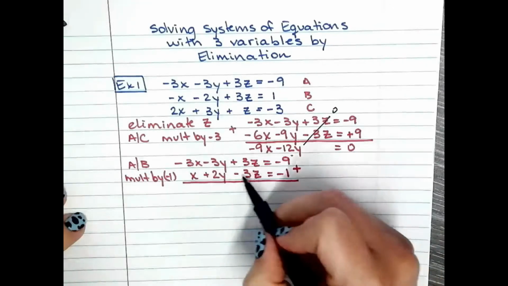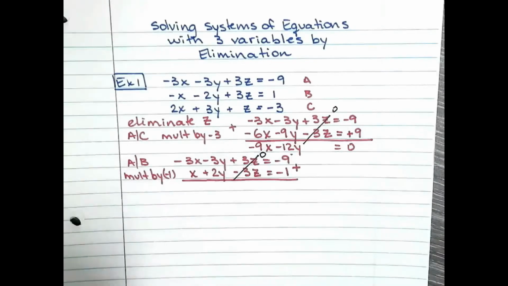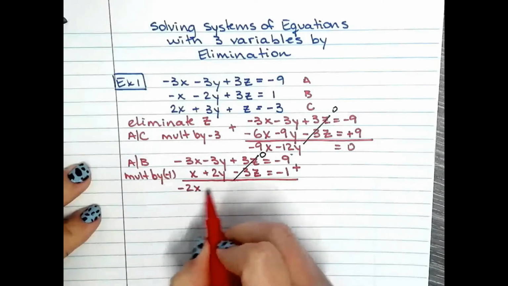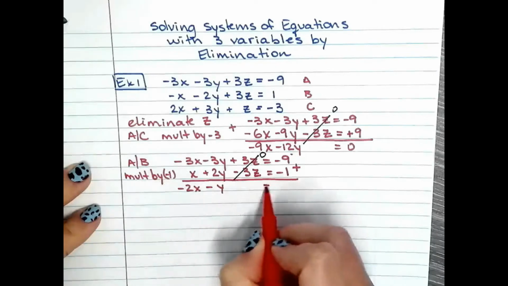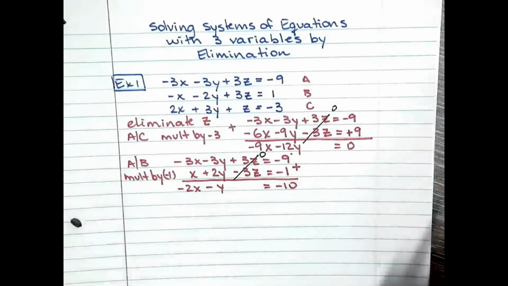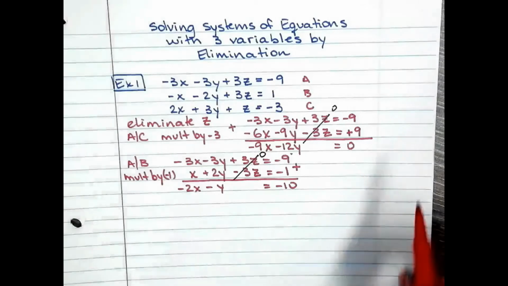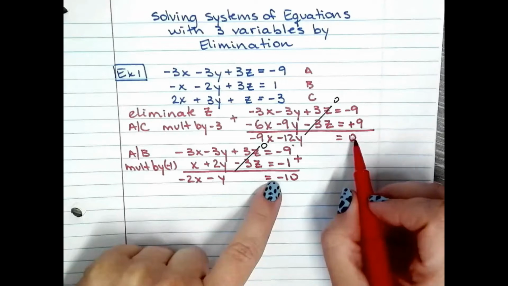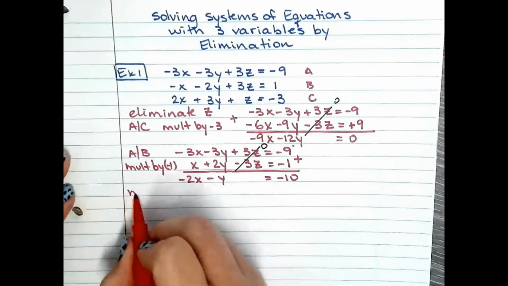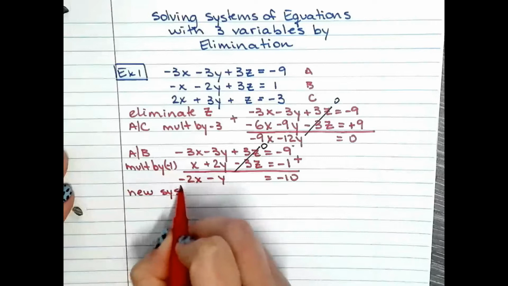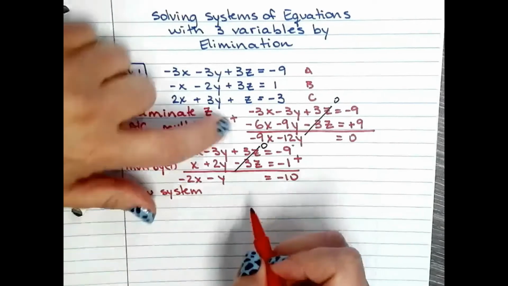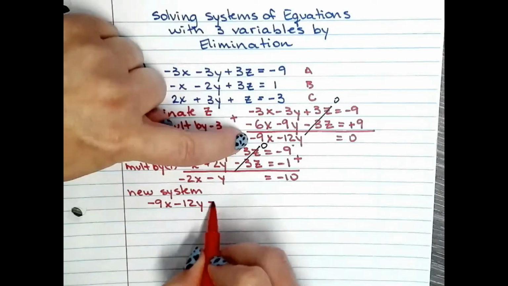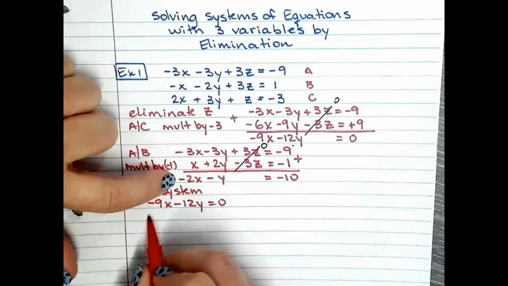Positive 3z minus 3z, you get 0. Now you keep adding. Okay, so now I have the two equations that I need for my new system of two equations. My new system: I have this equation right here, and this equation right here.